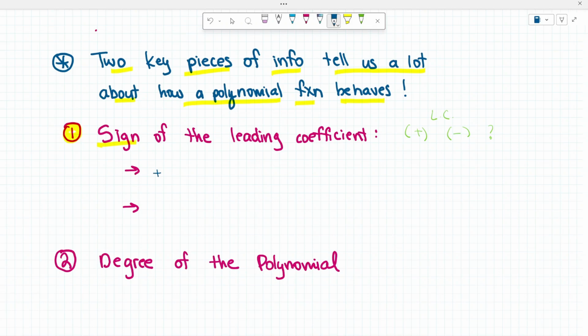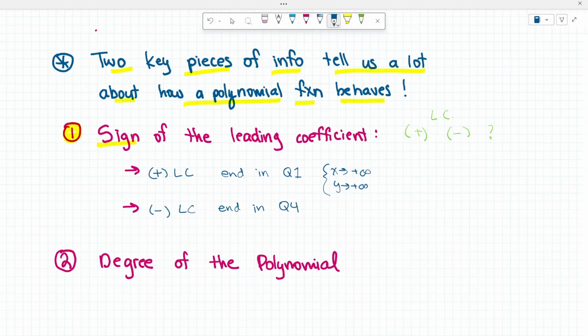So if you have a positive leading coefficient, then you're going to end in Q1. Okay, so that means that as x approaches positive infinity, y is also approaching positive infinity. Okay, so if you have a negative leading coefficient, what's going to happen? It's going to end in Q4.